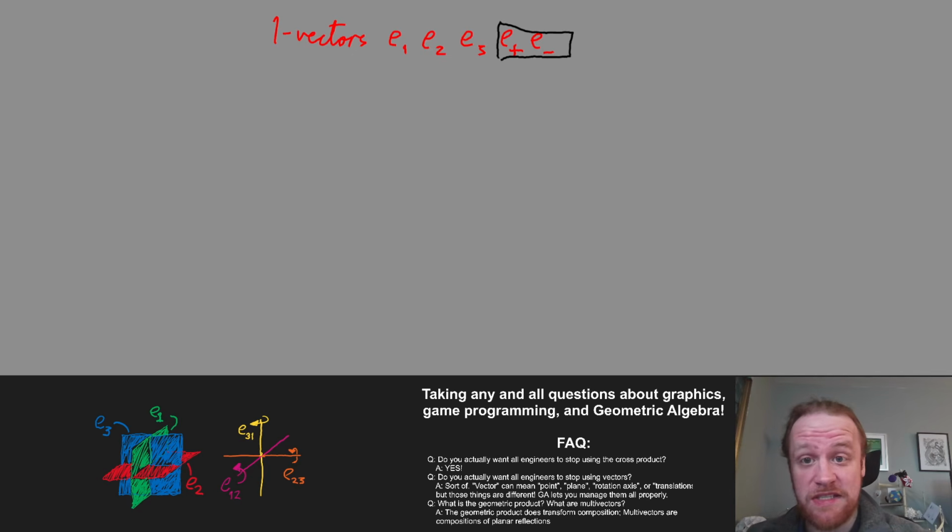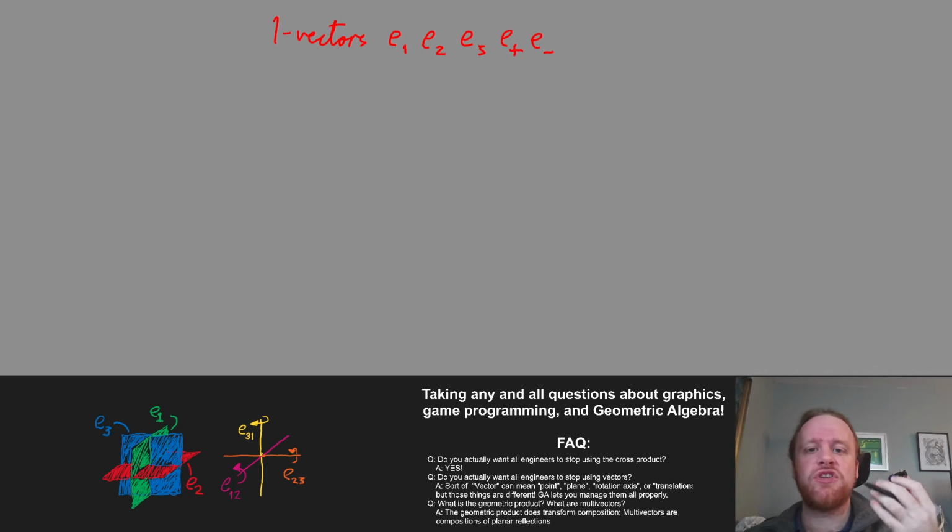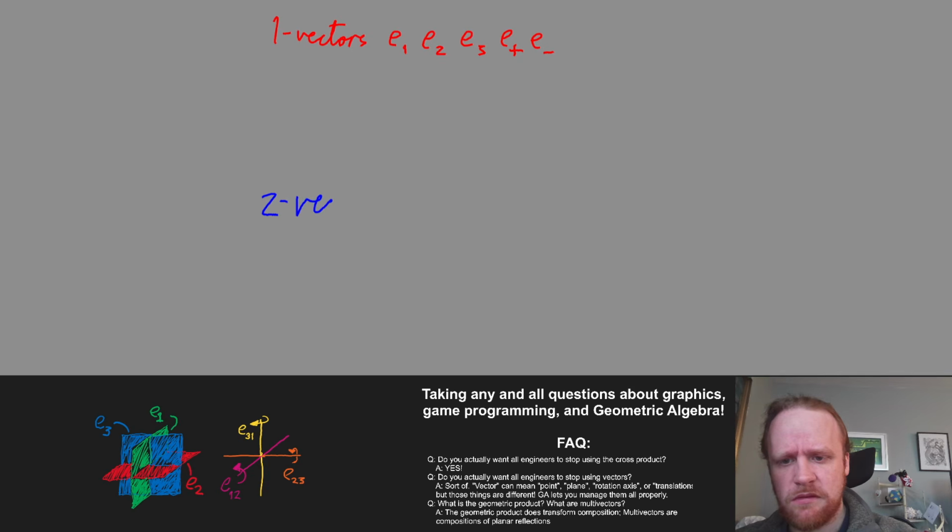This is 3D CGA that I've started writing down here. 2D CGA would just have E1, E2, E plus and E minus. Blah, blah, blah. Yeah, you get the picture. Going to have to move fast here. So you've got E plus and E minus. You've got, let's go down here now. You've got 2 vectors. Or bivectors, if you will.